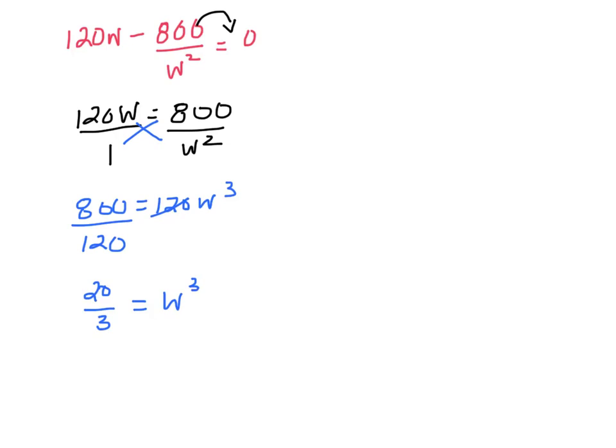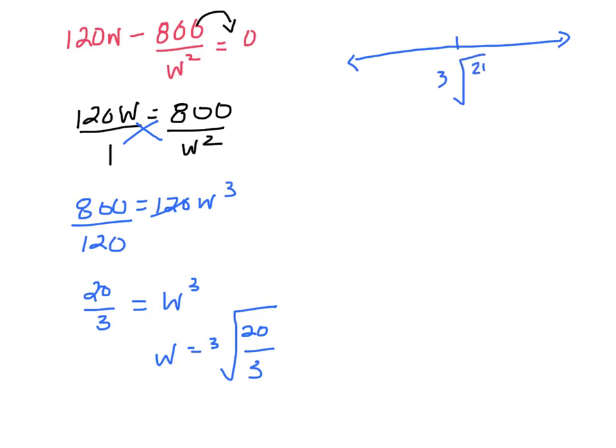And of course now to get W we can just cube root 20/3. And we could put this on a number line, the cube root of 20/3. We could plug in a number less than that into our derivative. We're going to get a negative. If we plugged in a number bigger than that, we would get a positive, meaning this is indeed going to give us a minimum amount of cost.